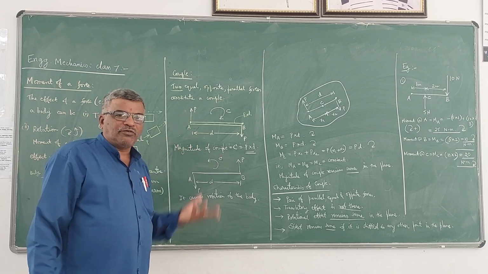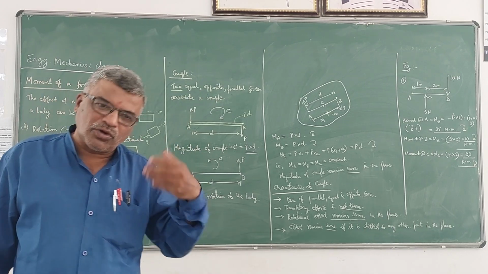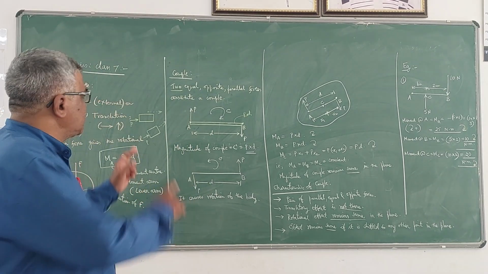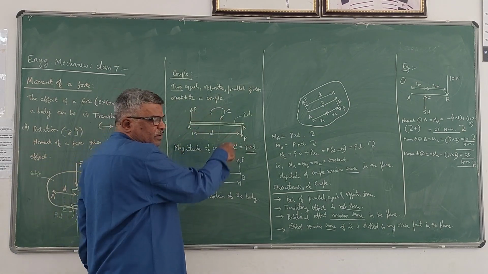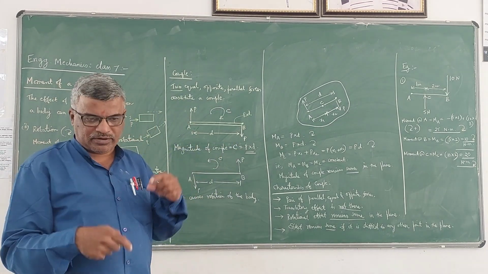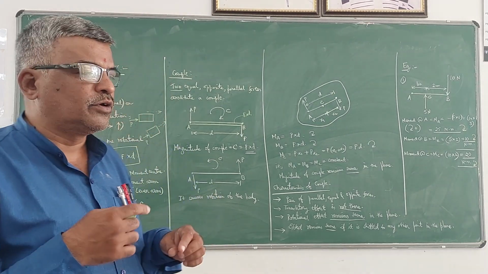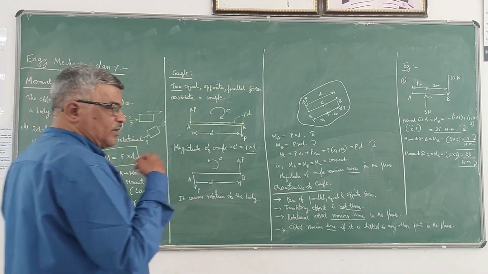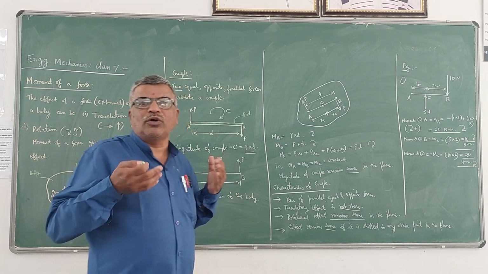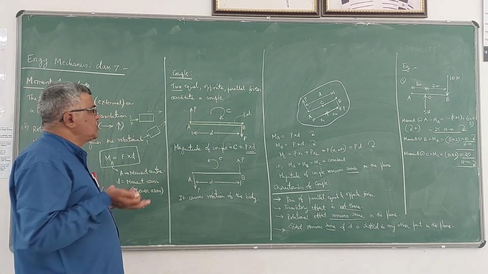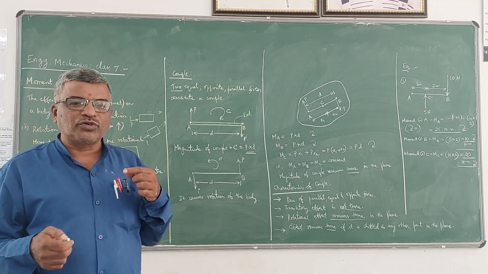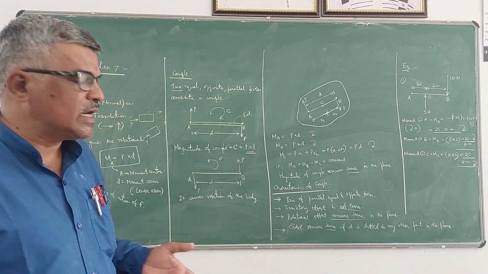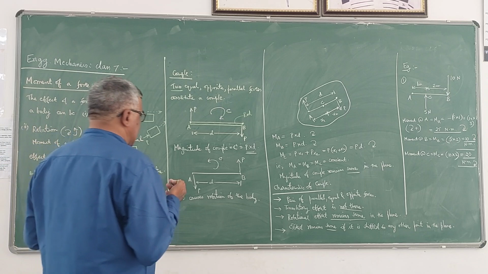So what is the effect of a couple? The effect of a couple is also rotation of the object. Due to this, this rod starts rotating like this. The best example is pedaling of a bicycle. When you start pedaling, the wheel will start moving, so you will be moving on the cycle. This is an example of a couple. We are applying equal forces on both the pedals, but in opposite directions.